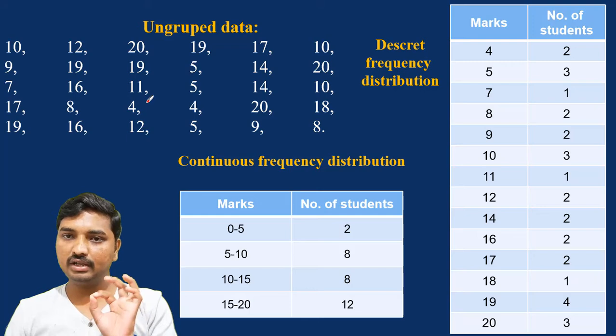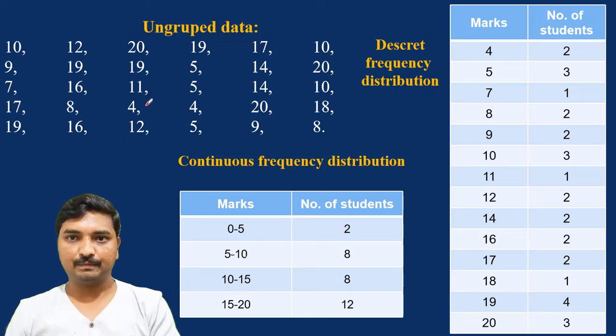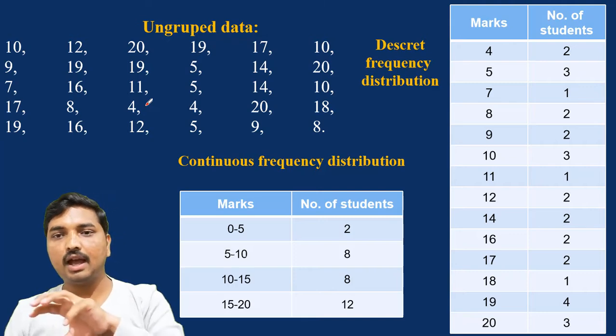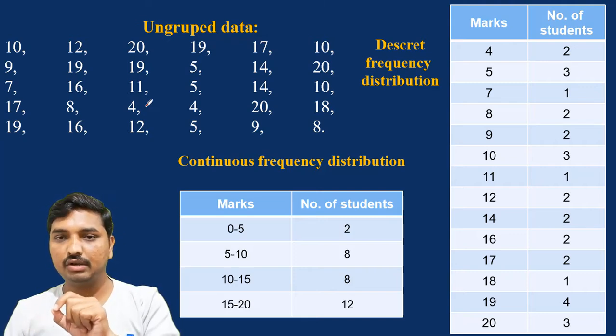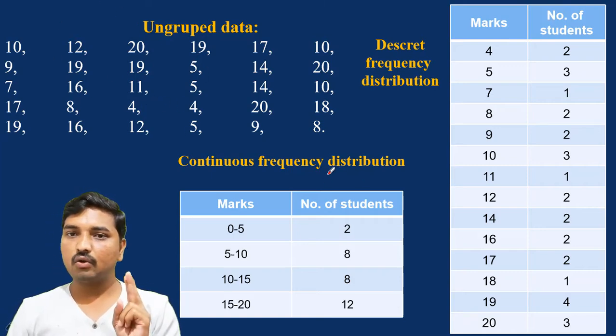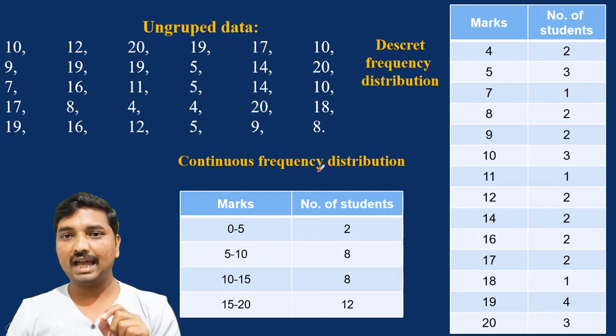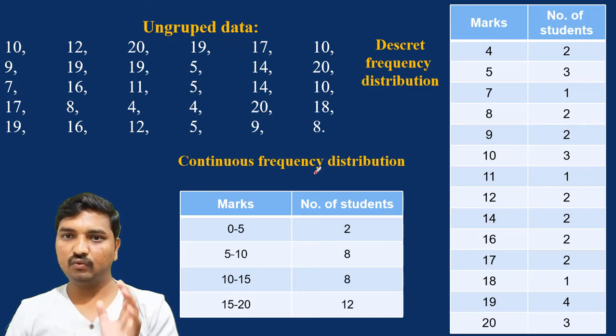Okay, including 0 and 5 also. Okay, including 0 and up to 5. Okay, actually you need to exclude 5. 0 to 4 only. Okay, so if you look at here, in this data there are only 2 students who secured marks which lie between 0 to 4: 0, 1, 2, 3, 4.